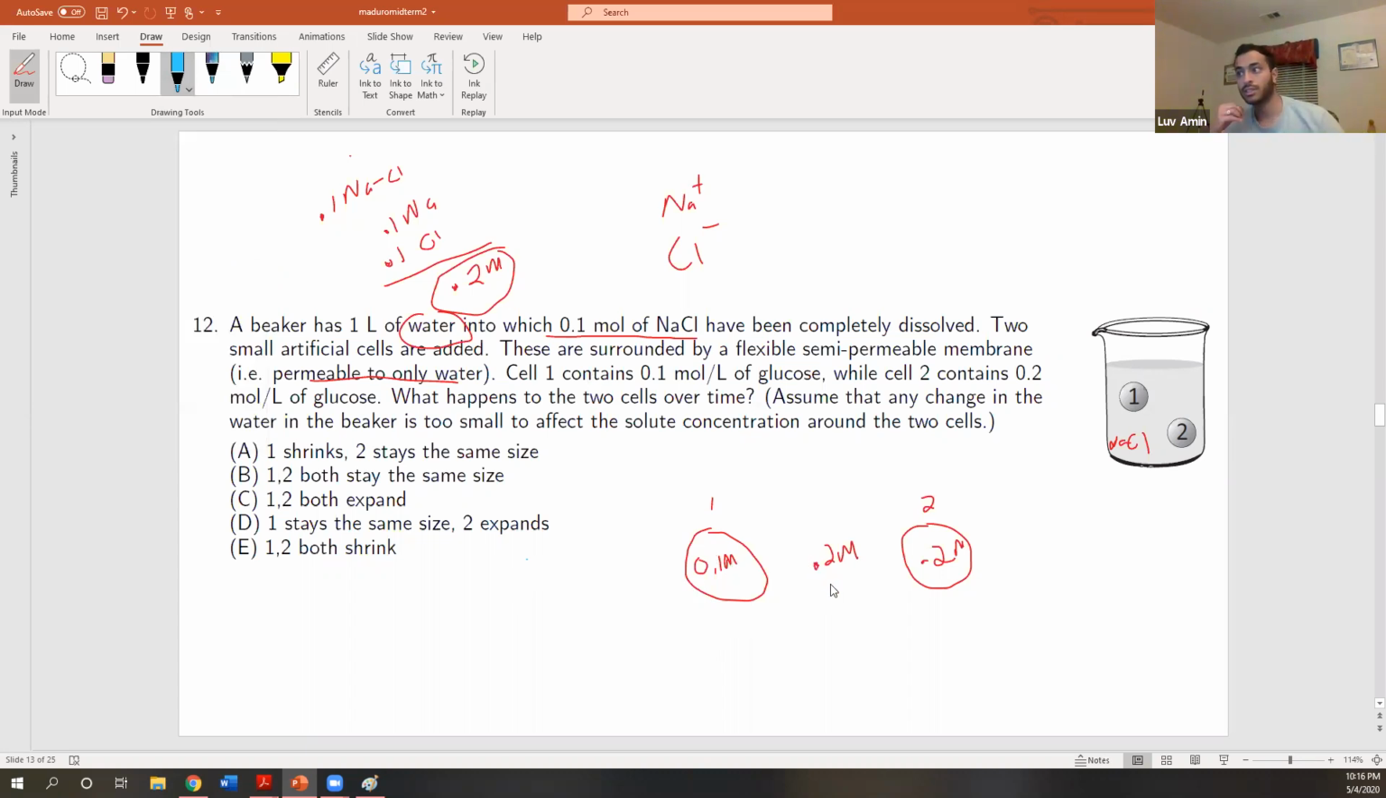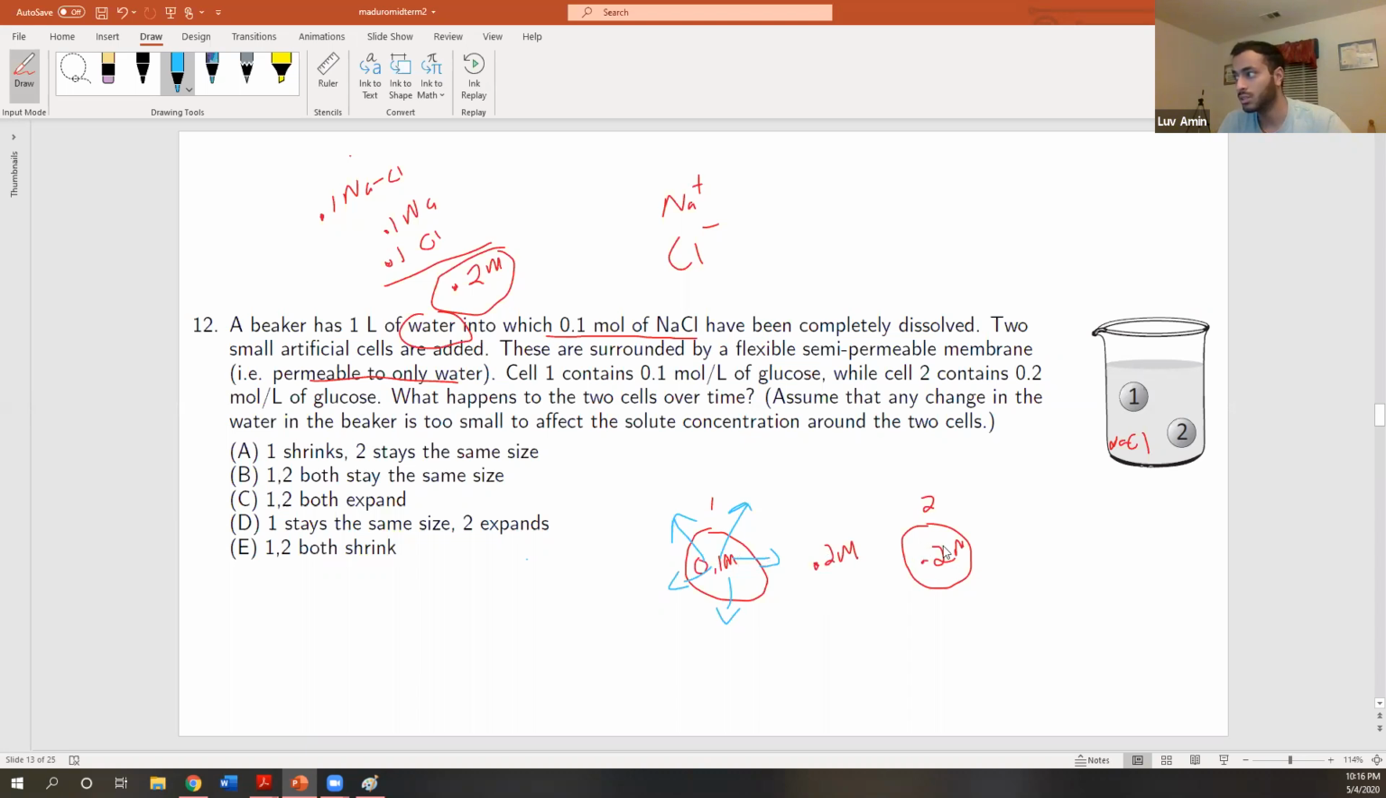What direction does water like to move? It likes to go to the high concentration so it can even it out, right? So what's essentially going to happen is water from inside cell 1 is just going to leave, and this cell would shrink. Not lyse, but it just shrinks, because the internal concentration is smaller than the external concentration.